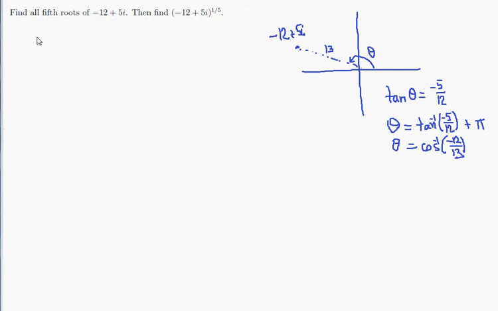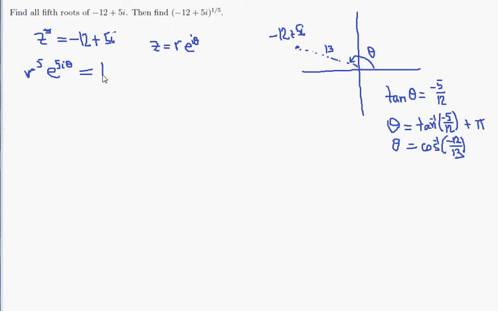Okay, so in our case, we're going to try to solve the equation z to the fifth is equal to negative 12 plus 5i. Now this is a fifth degree equation, and so there will be 5 different answers. The form of the 5 answers will let z be equal to r times e to the i theta, so that the left-hand side becomes r to the fifth times e to the 5i theta. And we remember that e to the 5i theta is cosine 5 theta plus i sine 5 theta.